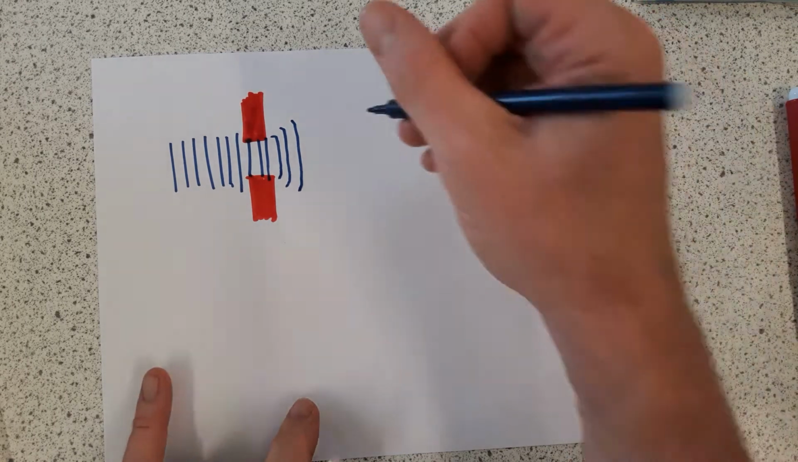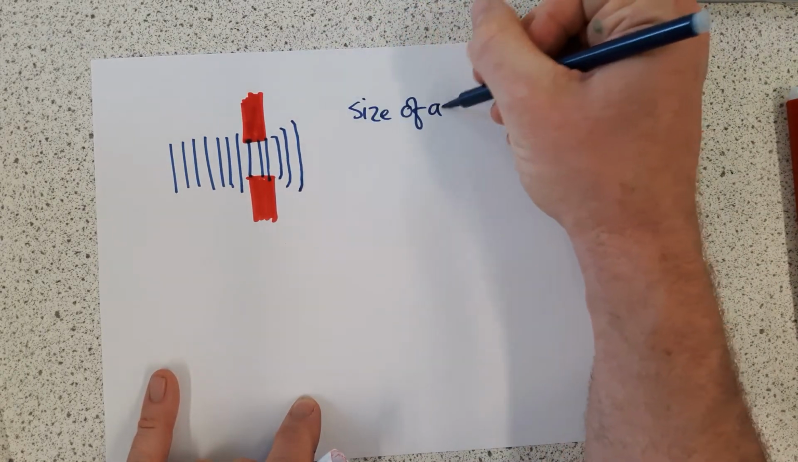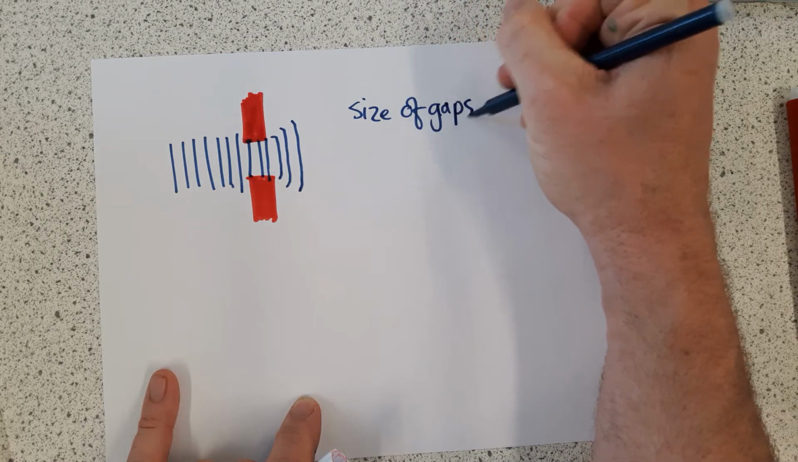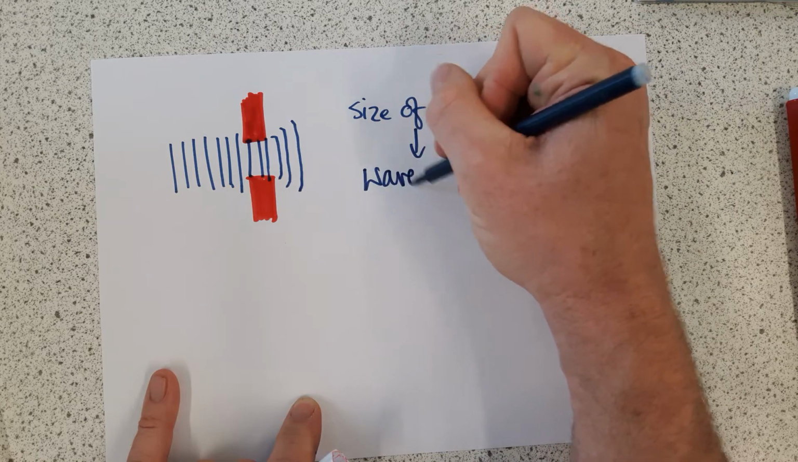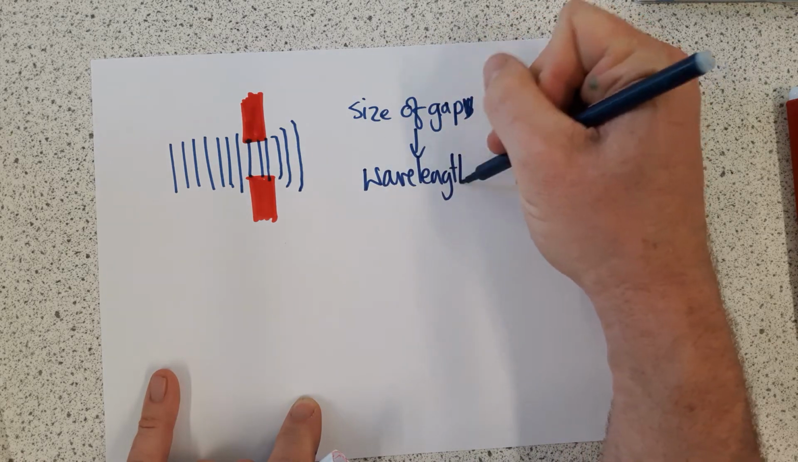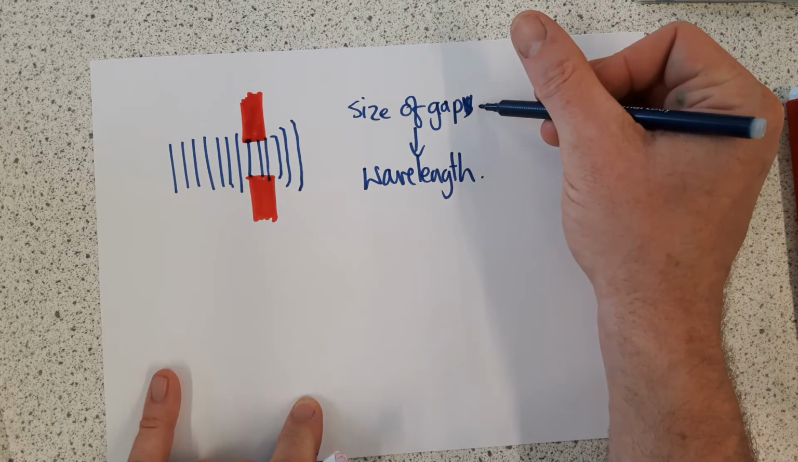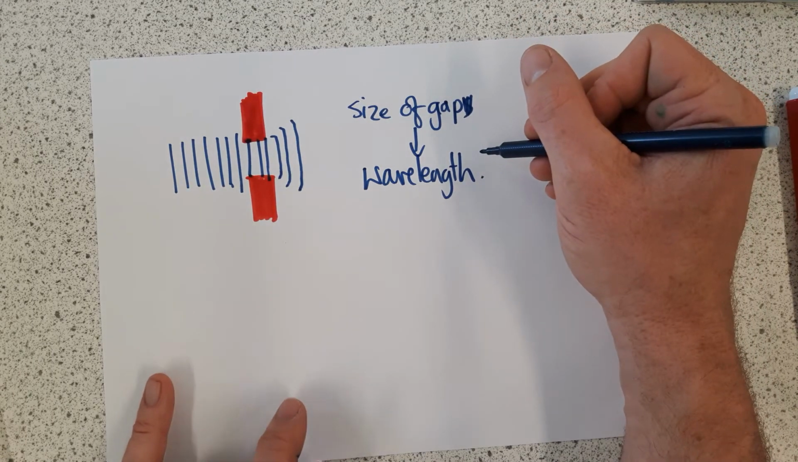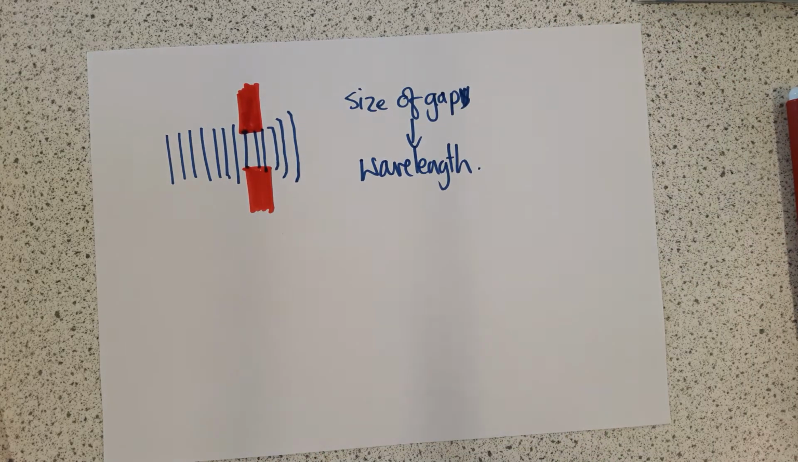Now, the amount of spreading depends on two things. It depends on the size of the gap compared with the wavelength. If the wavelength is around about the same size as the gap, then you get a lot of diffraction. If the gap is much bigger than the wavelength, then you don't get so much.